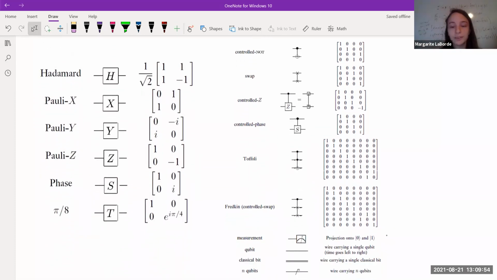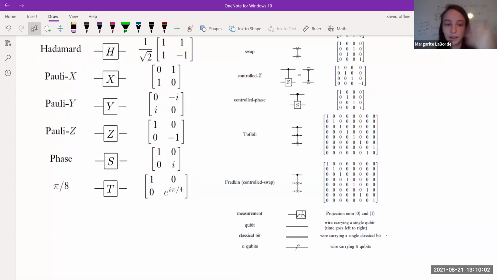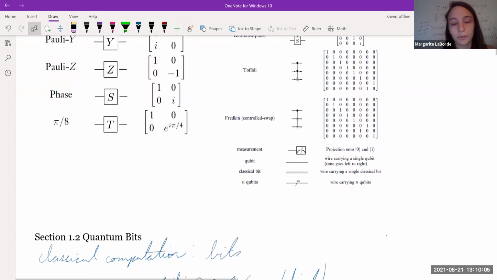Also, I included the notation from the beginning of Nielsen and Chuang because I can print this to PDF. And if you want to pull up a much smaller PDF that has all that stuff here, here you go. I think it's a very useful reference.